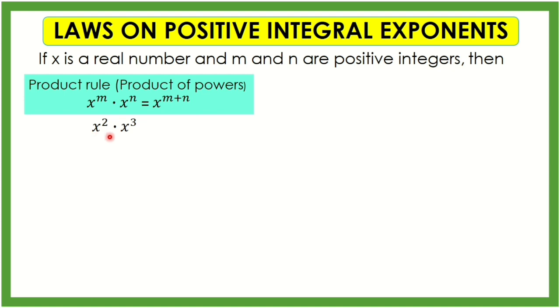Example, x squared times x cubed, this is equal to x raised to 2 plus 3. Yung exponent ng una is 2, i-add natin sa exponent na pangalawa which is 3. We have x raised to 5. So, 2 plus 3 is equal to 5. So, tandaan kapag parehas ang base nila, ang product nila ay copy yung base and then add yung kanilang exponent.